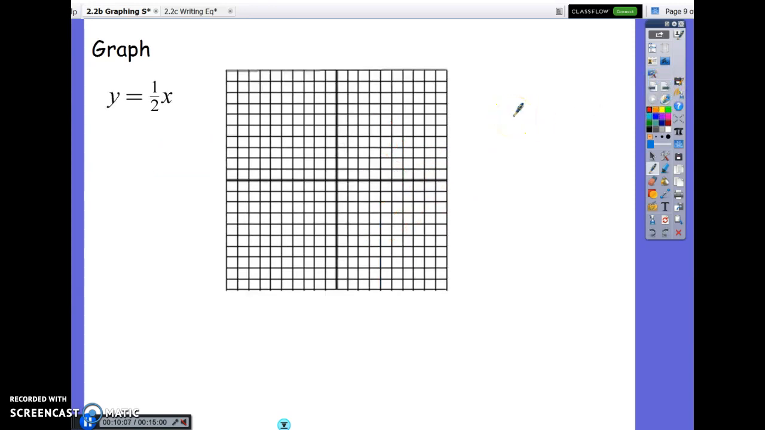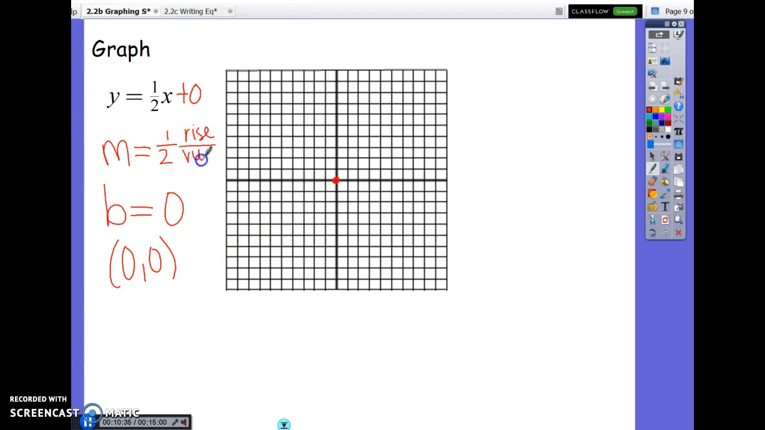If we want to graph y equals 1/2 x, again, a little bit different. In this one, we don't have a b value. So basically, we're adding 0. This is telling us that m is equal to 1/2, because we have 1/2 times x for our slope, and our y-intercept is equal to 0. That tells us that we have the point 0, 0, which is the origin, and from there, we're just using our rise over our run. Up 1 over 2, up 1 over 2, up 1 over 2.